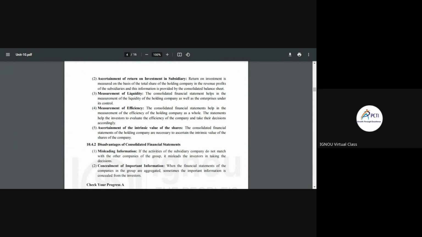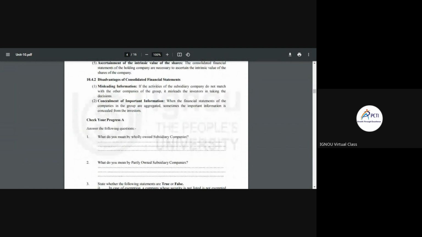Then fourth one is measurement of efficiency. The consolidated financial statements help in the measurement of the efficiency of the holding company as a whole. So the statements help the investor to evaluate the efficiency of the company and take their decisions accordingly. Next one is ascertainment of the intrinsic value of the share. The consolidated financial statements of the holding company are necessary to ascertain the intrinsic value of the share of the company. Next one is the disadvantages of the consolidated financial statement.